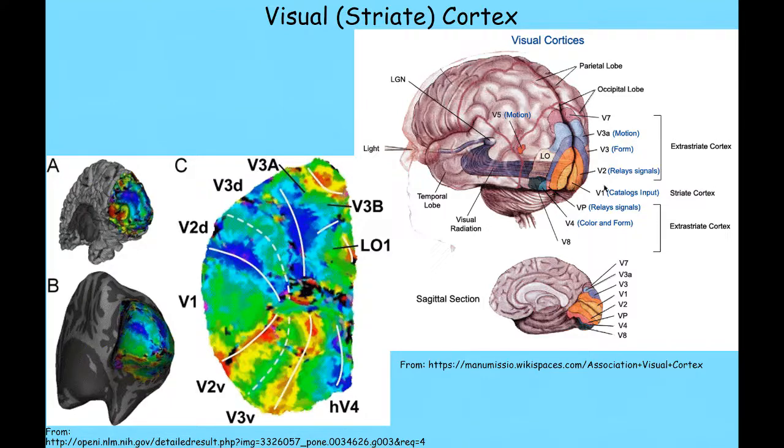And here it says it catalogs input. It transfers that to V2, and V2 kind of serves as a junction point. V2 starts to separate out these two pathways physically. So V2 projects onto V3, and it projects onto V4. So color and form alone, and then motion as well.